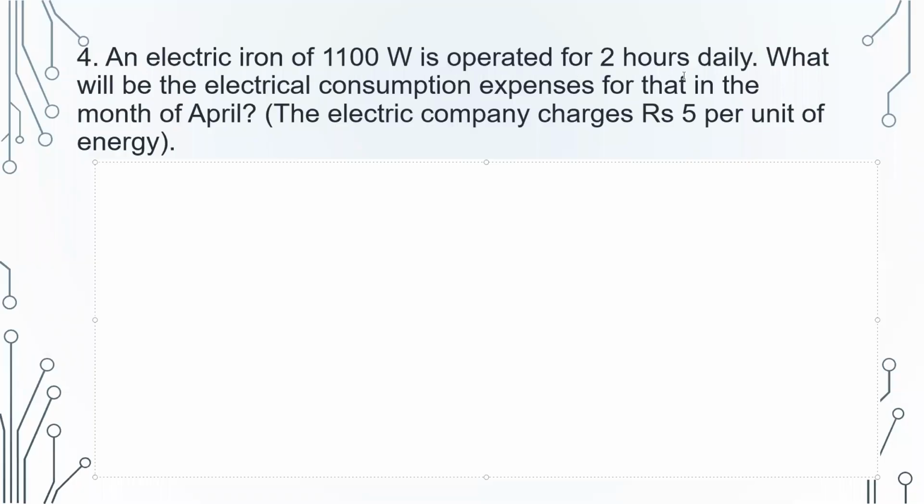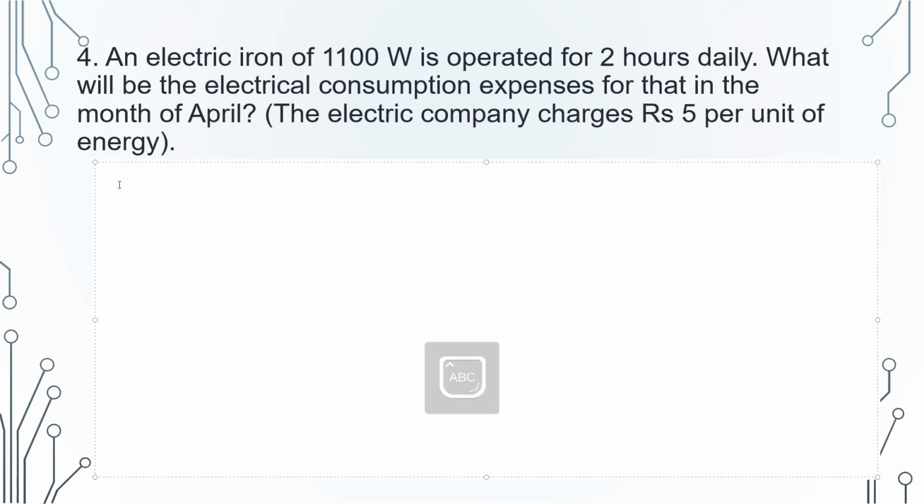Next question is, an electric iron of 1000 watt is operated for 2 hours daily. What will be the electrical consumption expenses for that in the month of April? The electric company charges ₹5 per unit of energy. So here electrical iron power is given. It is using daily for 2 hours. Okay. And we want to find out in the month of April what will be the expense, electrical energy expense, we want to find out.